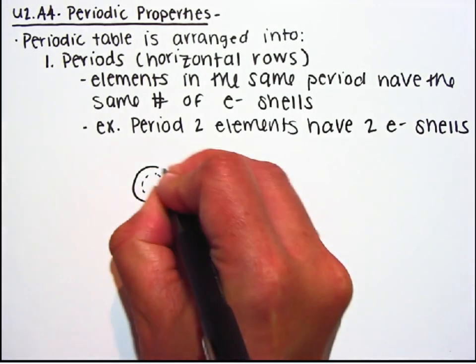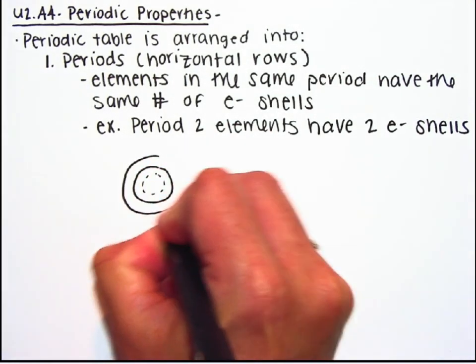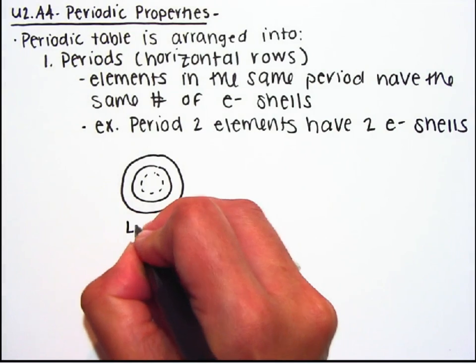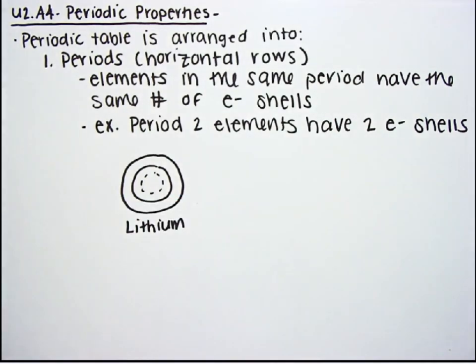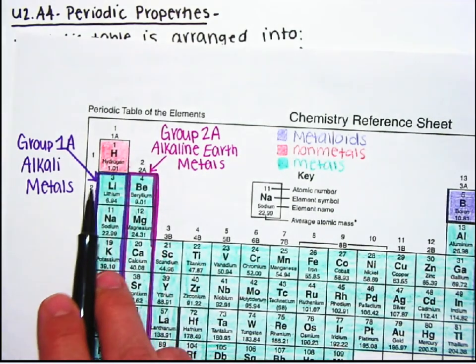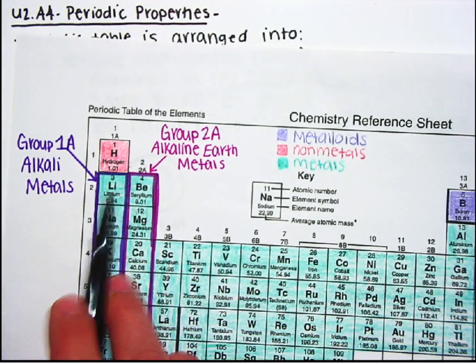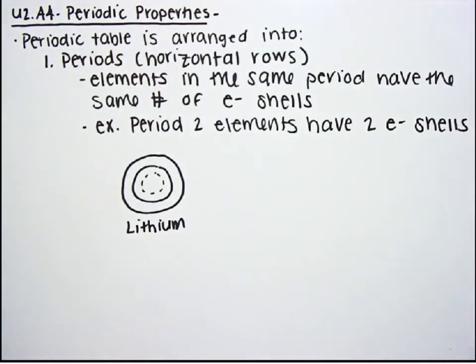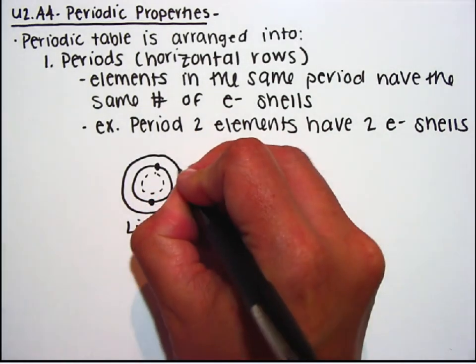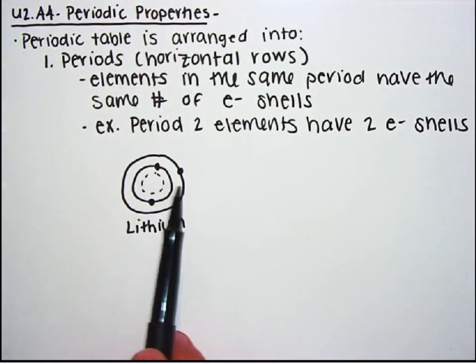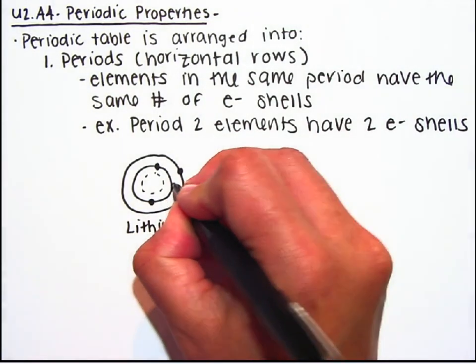So let's say the first one we were going to do was lithium. Lithium is in the second period. That means it has 2 electron shells. A lithium atom would have 3 electrons, so it has 2 electron shells.